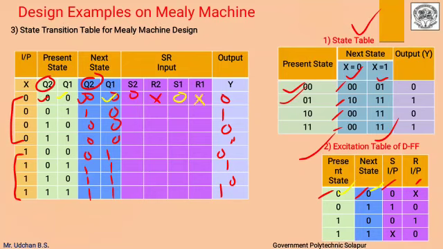Similarly we can write when Q2 is 0, Q2 plus is 1. For 0 1, the value of S and R is 1 0. When Q1 is 1, Q1 plus is 0. For 1 0, the value of S and R are 0 1. So this is how we can complete the state transition table for remaining values.